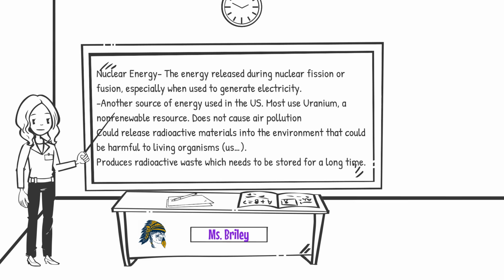Nuclear energy: this is the energy released during nuclear fission or fusion, especially when used to generate electricity. It's another source of energy used in the U.S. Most use uranium, which is a non-renewable resource, and it does not cause air pollution. However, it could release radioactive materials into the environment that could be harmful to living organisms like us. It produces radioactive waste, which needs to be stored for a very long time.